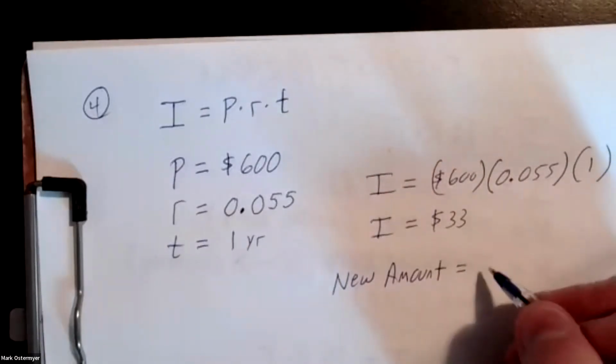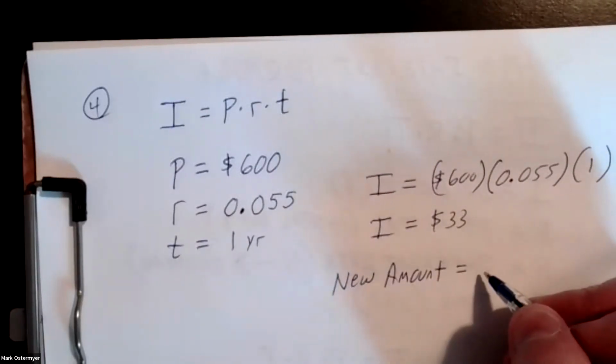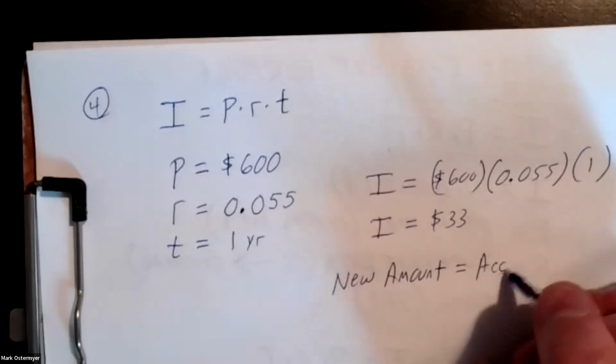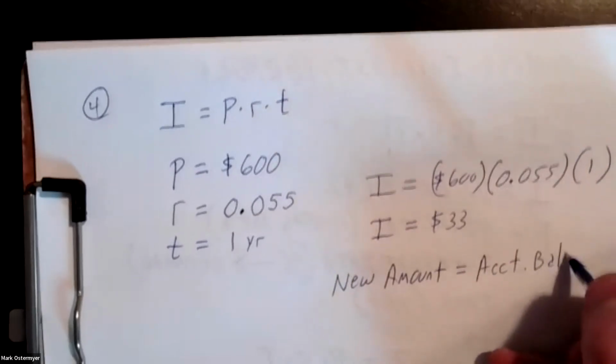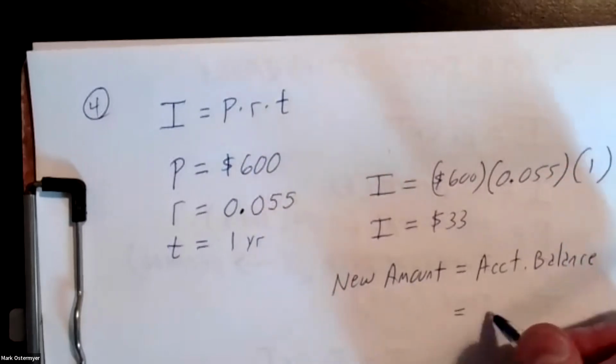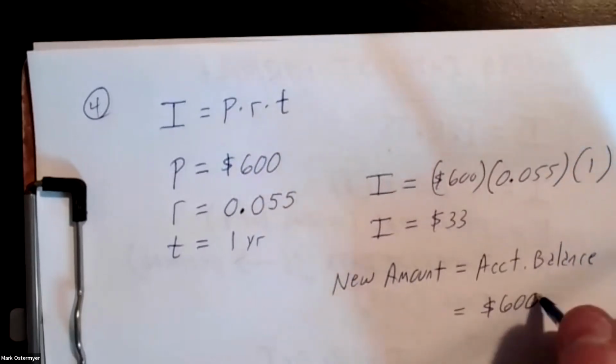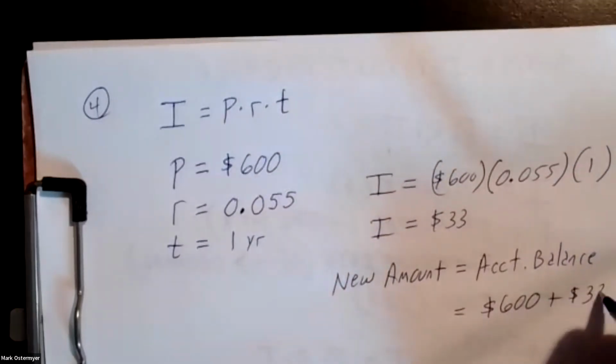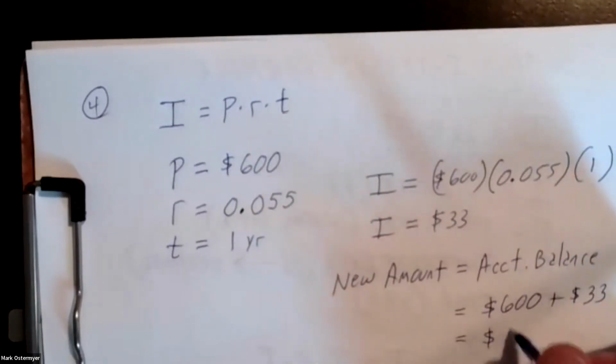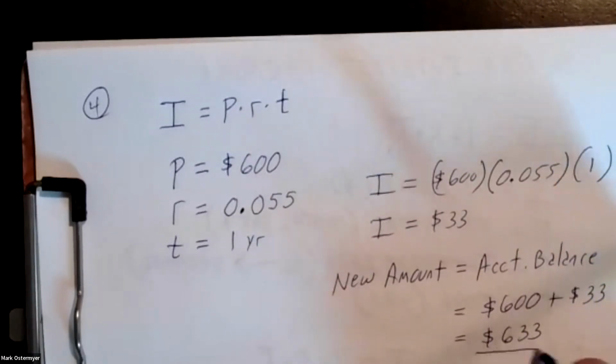So at the end of 1 year, the account balance is going to be equal to our principal, which was $600, plus an extra $33. So we will have earned $33 over the course of 1 year.